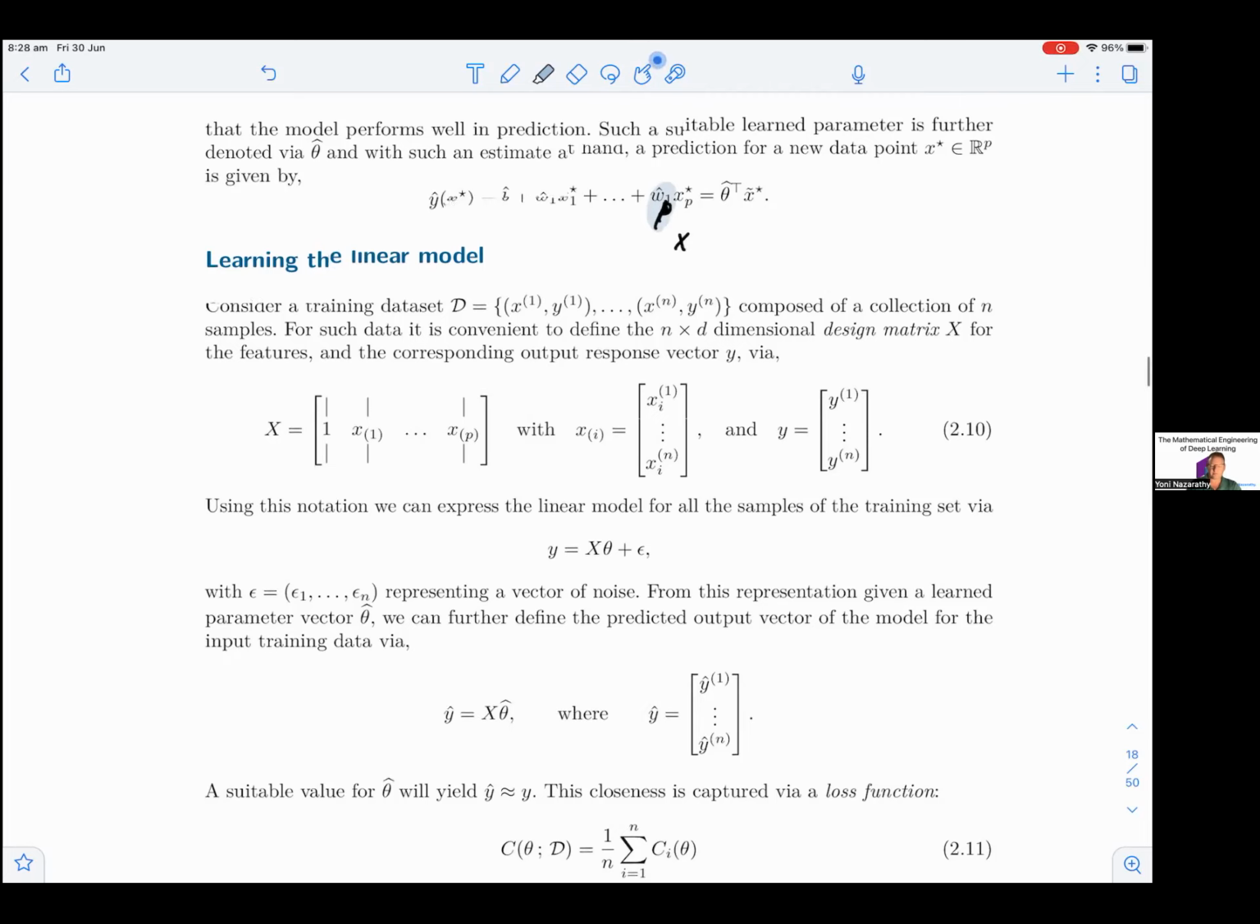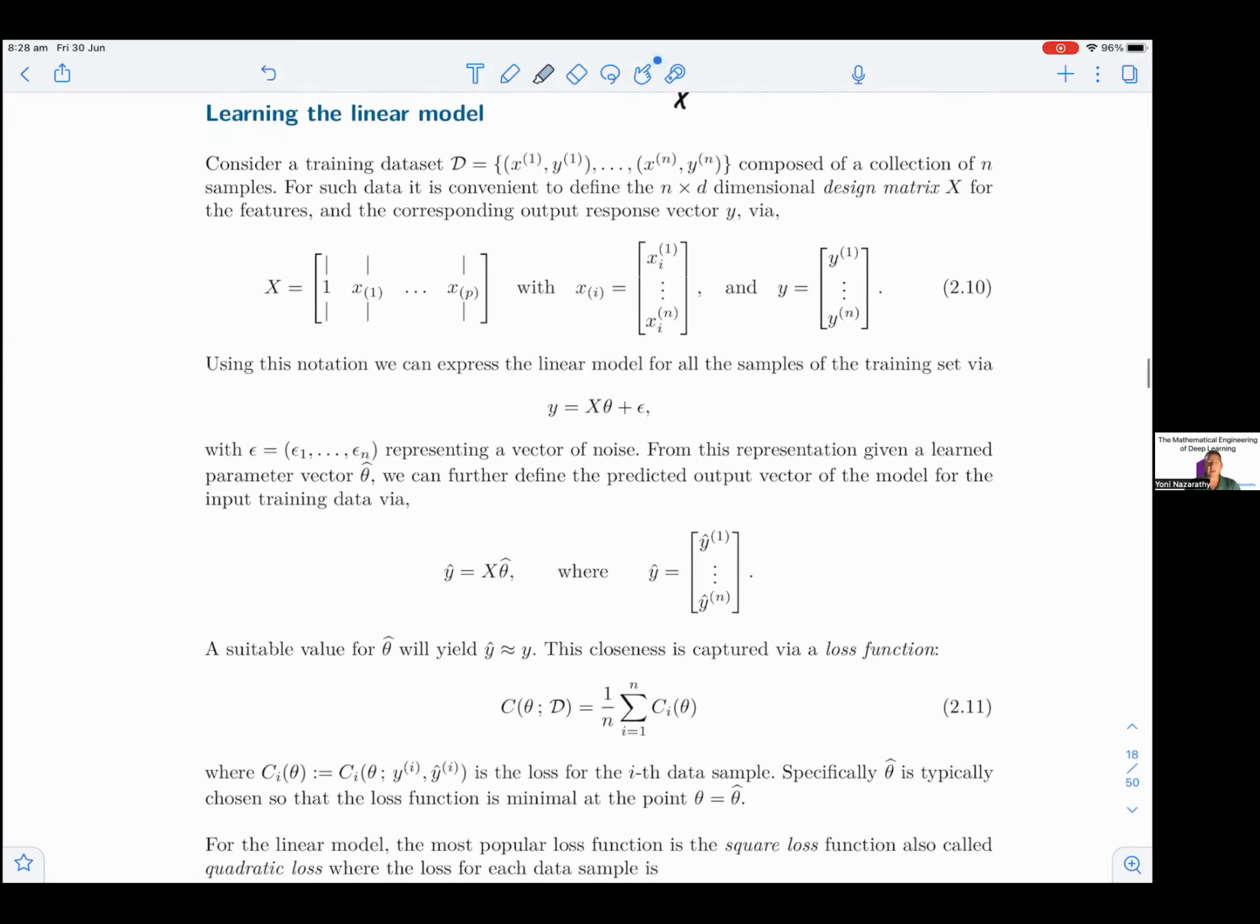Learning the linear model. Consider a training data set. That's this big D, which is composed of tuples x1, y1 up to xn, yn, a collection of n samples. For such data, it is convenient to define the n by d dimensional design matrix X for the features, and the corresponding output response vector y. Okay, so this is a design matrix. It is n by d.